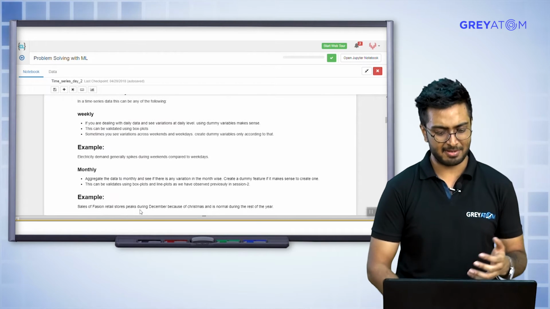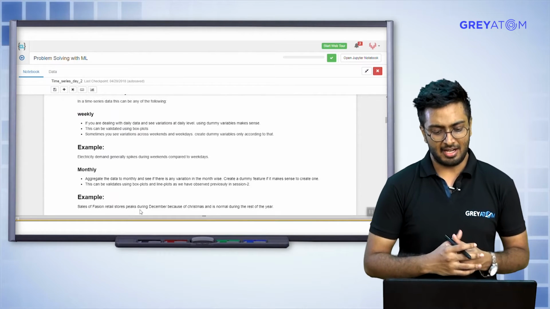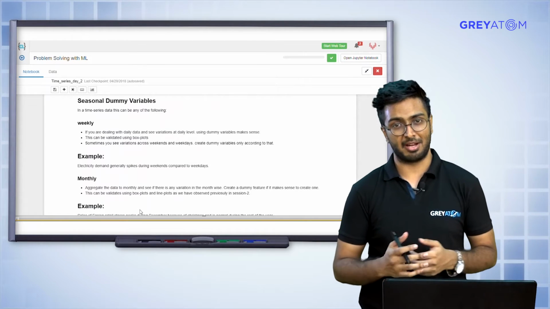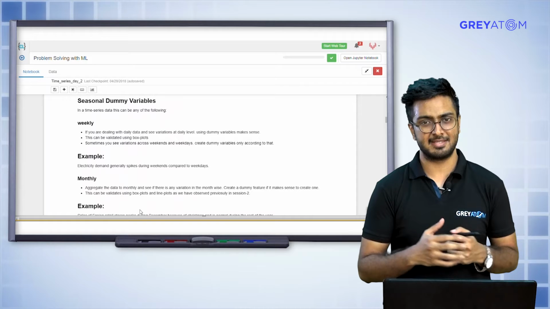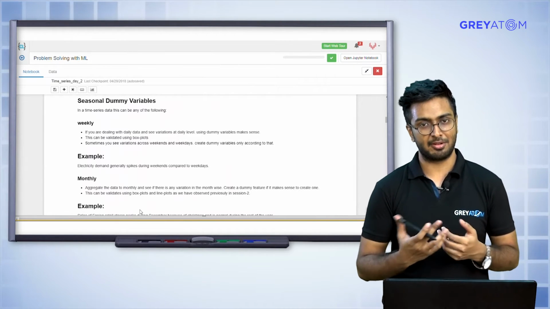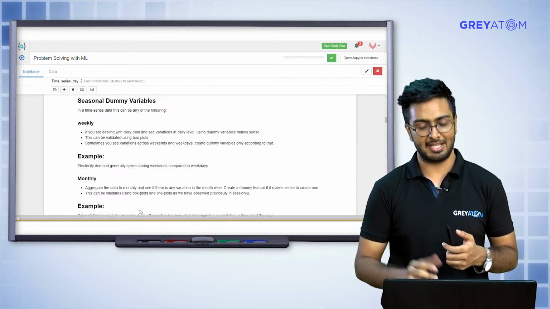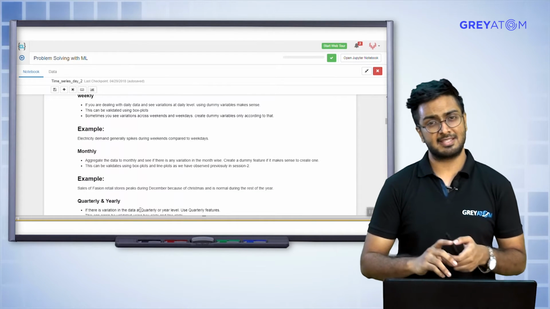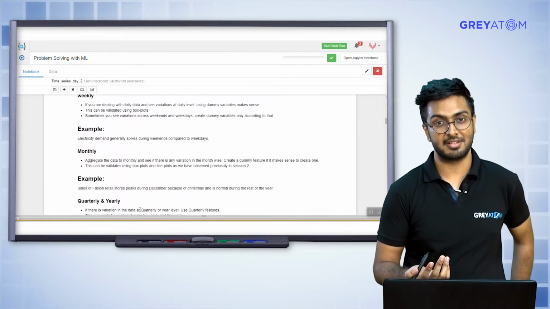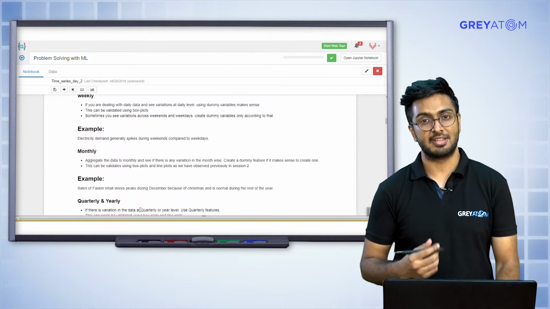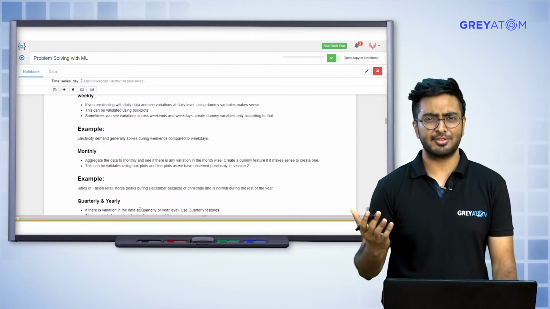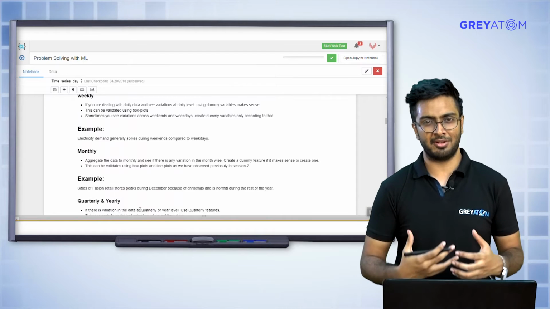So here are some examples, right? If you're looking at a weekly example, which is electricity demand, that probably spikes during weekdays, or spikes during weekends compared to weekdays, right? So there's a weekly parameter to it. And also there's a monthly seasonal parameter to it, right? So for example, electricity demand would be a lot higher during summer months as compared to winter months. Those are things that if you have some domain knowledge, you already would know.